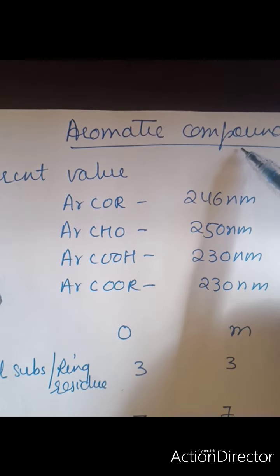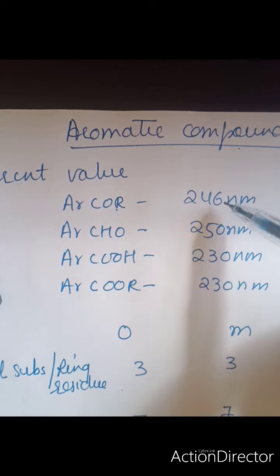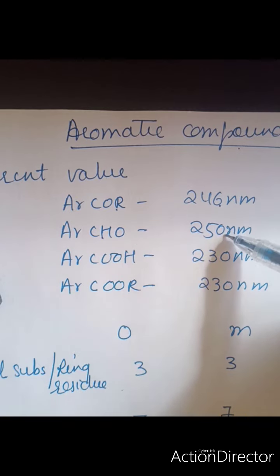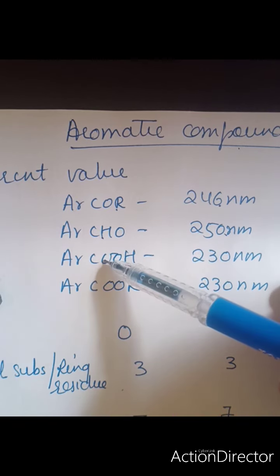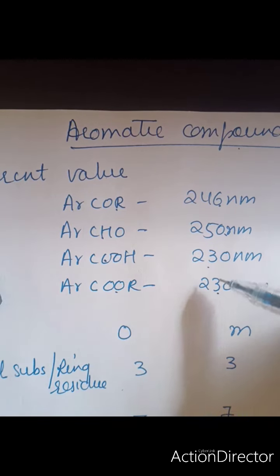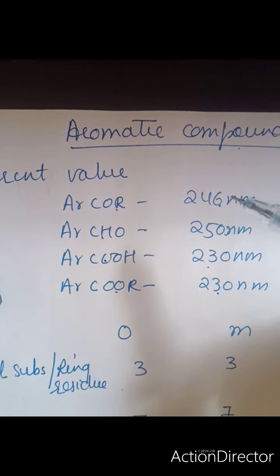Now let us do the aromatic compounds. For an aromatic compound, the parent value in case of this group is 246 nanometer. If it is an aldehydic group, it is 250. If it is an acid group, it is 230. If it is an ester group, it is 230 nanometer. Then you have to see the substituents. Substituents may be present in ortho, meta or para position. Accordingly, you will be giving the value.